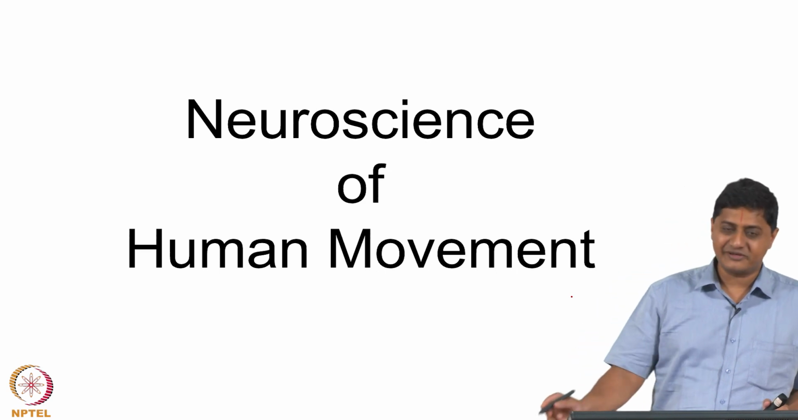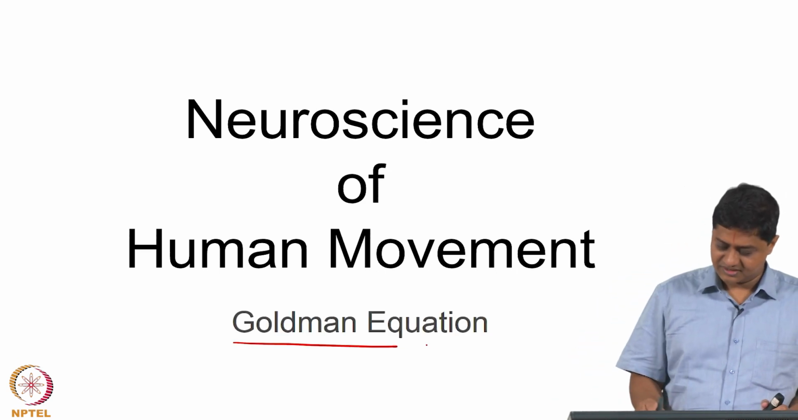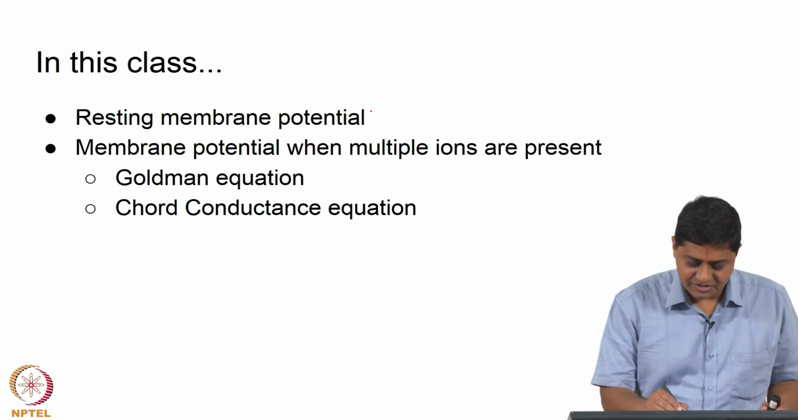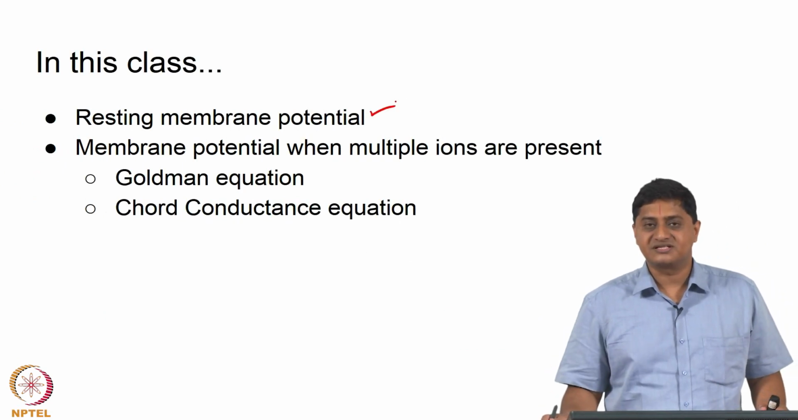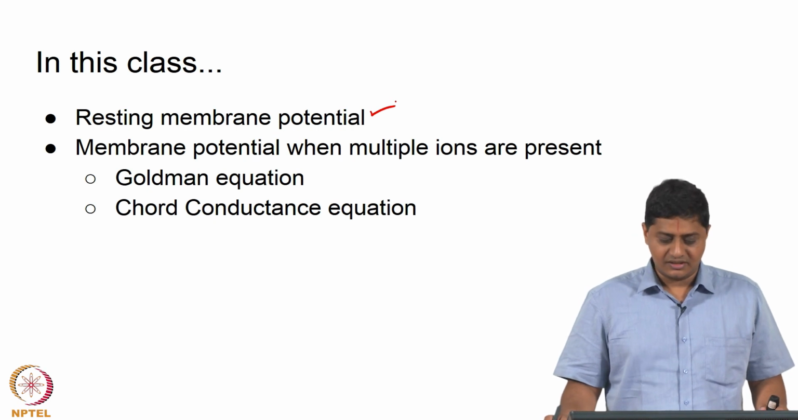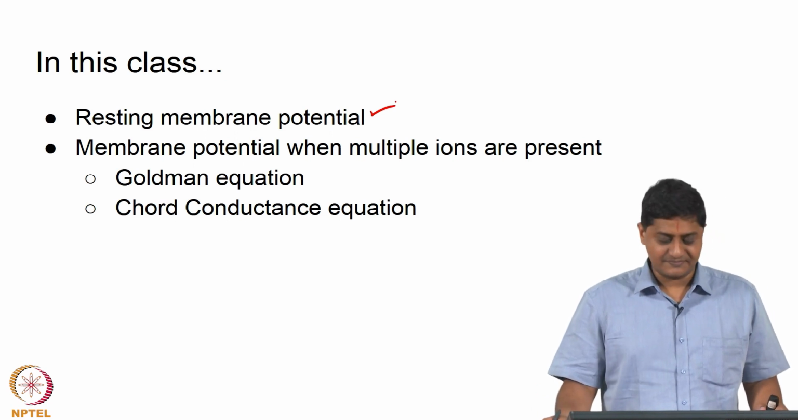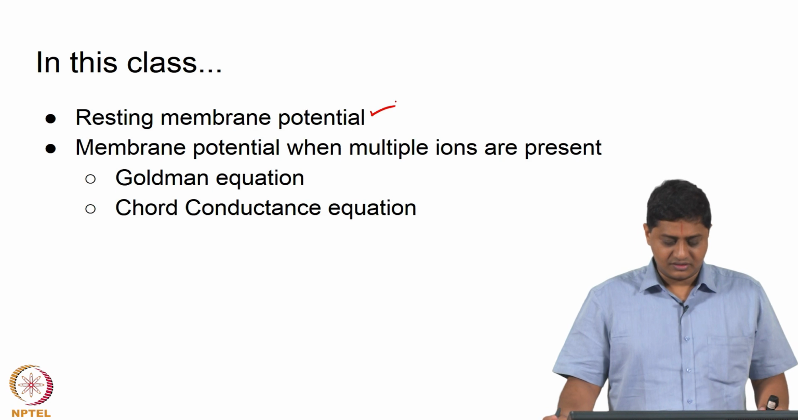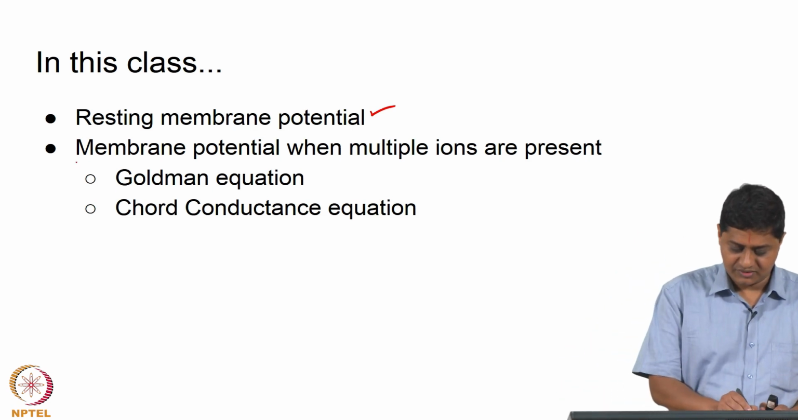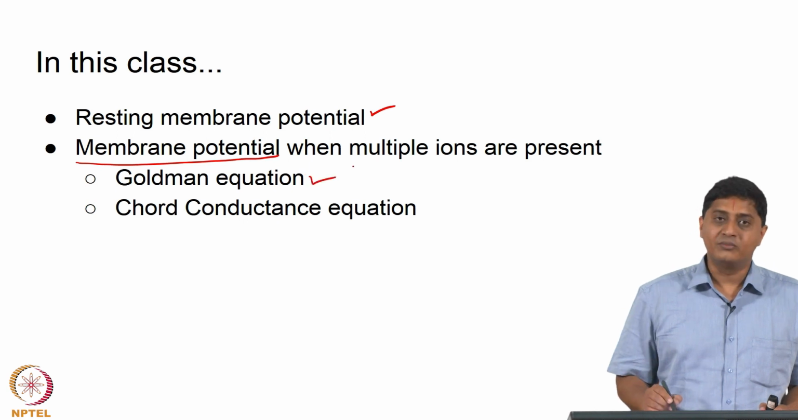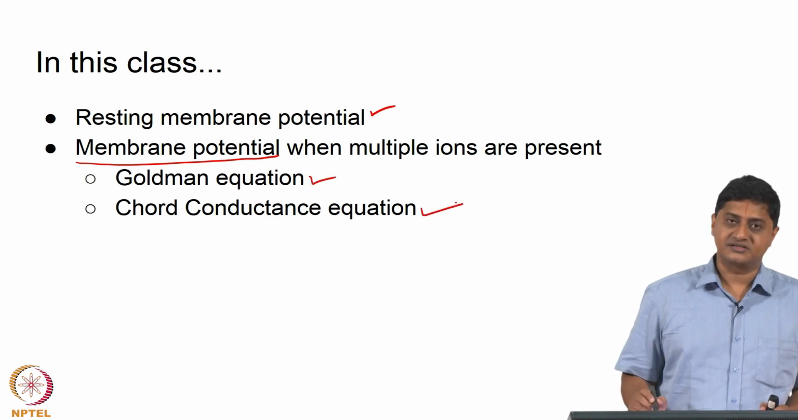So, in this class we will be talking about the Goldman equation. In today's class we will be talking about resting membrane potential, how it is established or maintained, and how that leads to the function of the biological membrane in excitable cells, and how membrane potential is computed. There are two ways in which it is usually done. One is Goldman's equation, the other is the chord conductance equation.